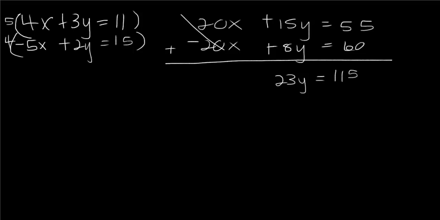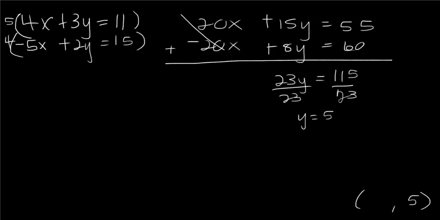So now I can solve for y. This is great. So divide by 23, and 115 divided by 23 is 5. So let's write that part to our solution down here, and let's then find x.